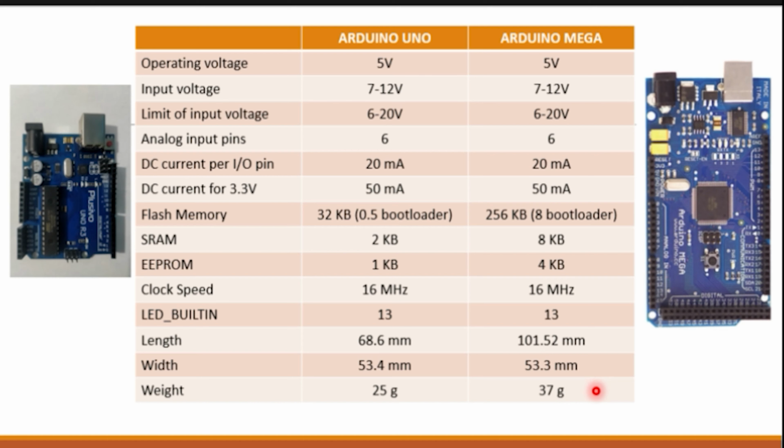As you can see between the comparison and contrast in this presentation, the Arduino Uno is smaller than the Arduino Mega. Not only in its size but also in its capacity. The Arduino Mega has a better capacity than the Arduino Uno.